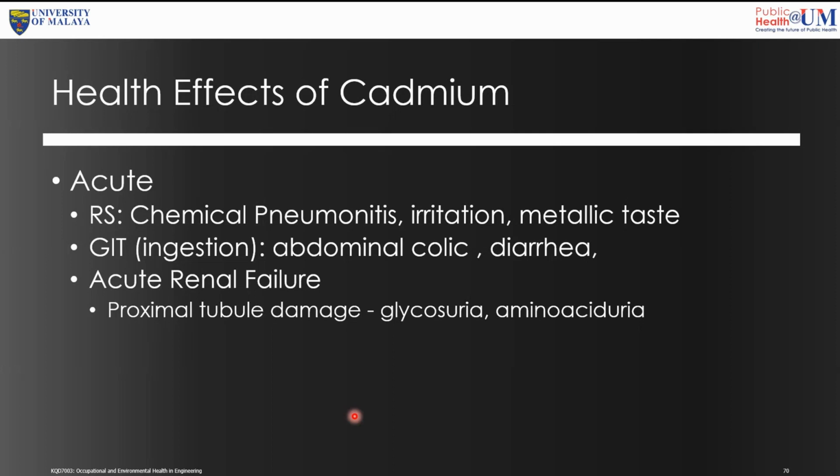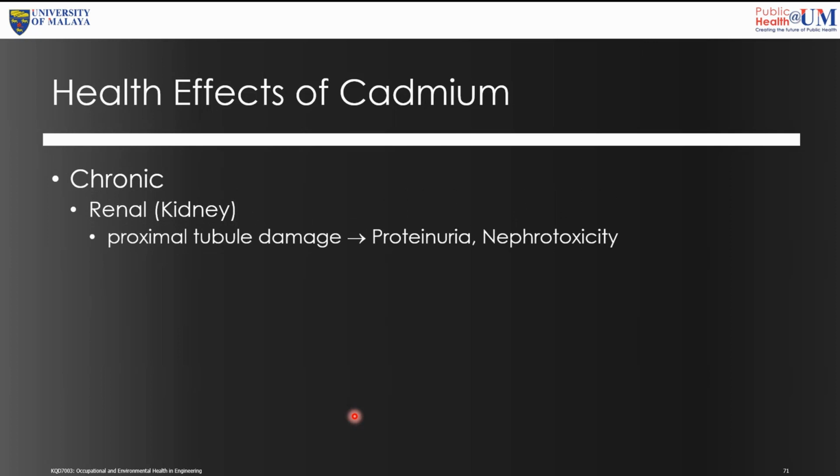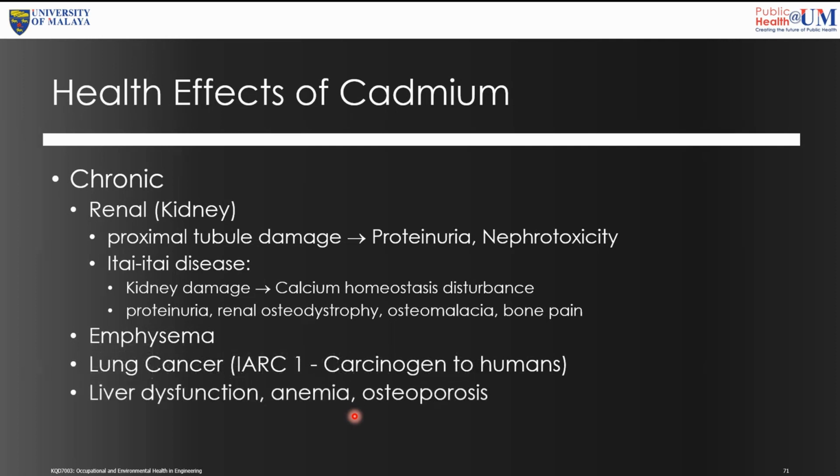Sometimes, of course, you can also get protein and sugar in your urine if you are diabetic, or if you have an infection, but normally you don't get it. So this is proximal tubule damage, and you get glycosuria, or sugar in the urine, and also amino acids in the urine, which is basically protein in urine. With chronic exposure, you get renal kidney failure, proximal tubule damage, proteinuria, and nephrotoxicity. So your nephron becomes affected. Your renal system fails, and the nephron is the main part of the kidney, as it is responsible for producing urine.